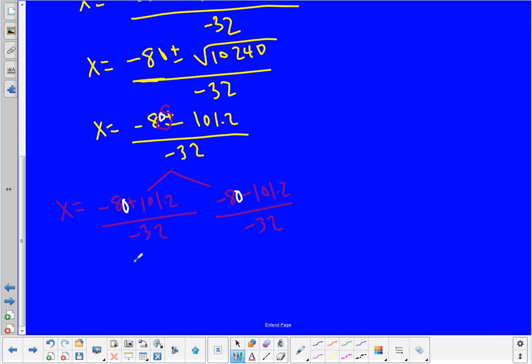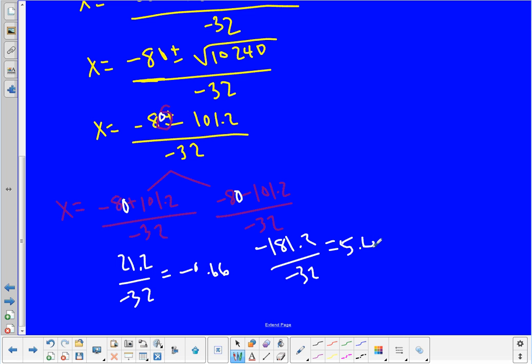Negative 80 plus 101.2 is 21.2 over negative 32, and that gives me negative 0.66. Over here, negative 80 minus 101.2 is negative 181.2 over negative 32, and that gives me 5.66. So I have two possible answers, like normal. I usually have two possible answers in a parabola.